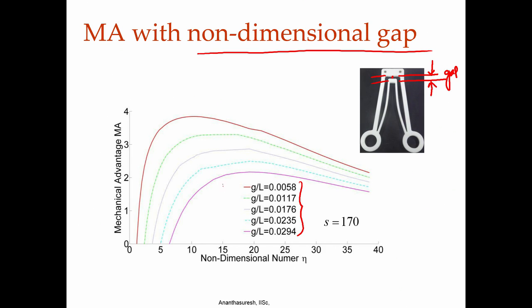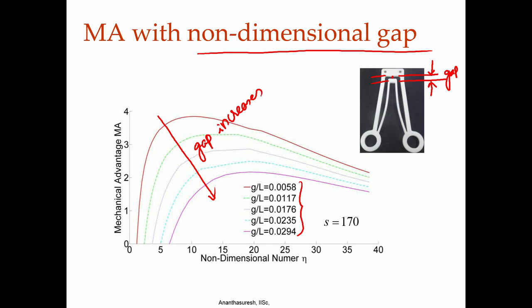So, the gap is increasing like that, because the red one is 0.0058 non-dimensional, G, the gap divided by the characteristic length of the mechanism, and then goes all the way down. So, actually, this is 0.2. So, gap actually increases this way, gap increases that way. We can see how mechanical advantage changes.